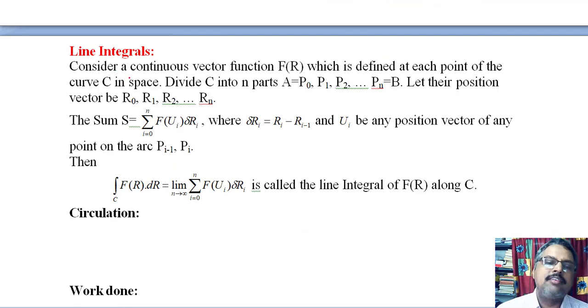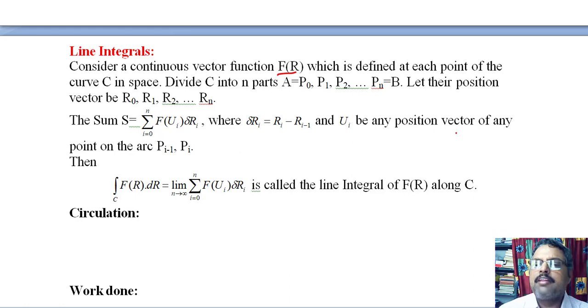Let us consider a continuous vector function, like the one I discussed in a previous example, which is defined at each point of the curve in space. Divide C into n parts, as we already discussed: A and B, P0, P1, P2 and Pn. Let their position vectors be R0, R1, R2 and so on up to Rn. Now the summation S equals sigma i is 1 to n f of ui into delta r.